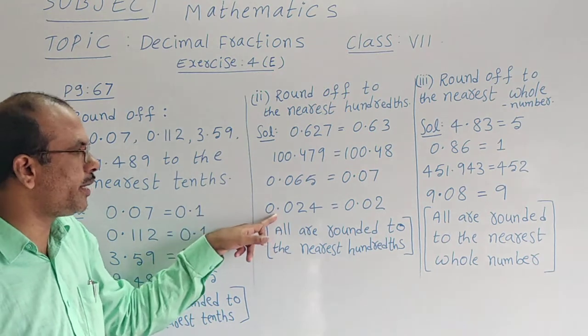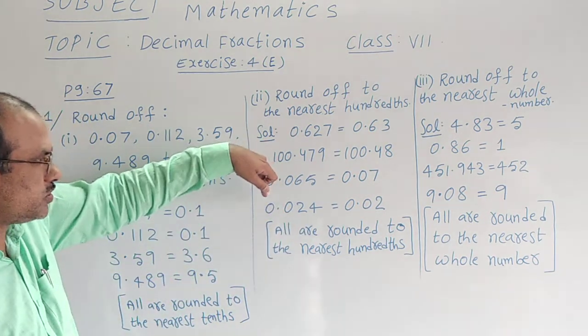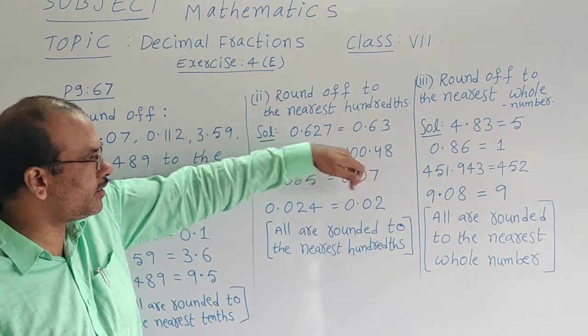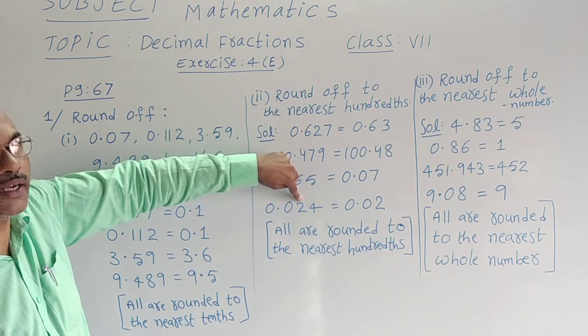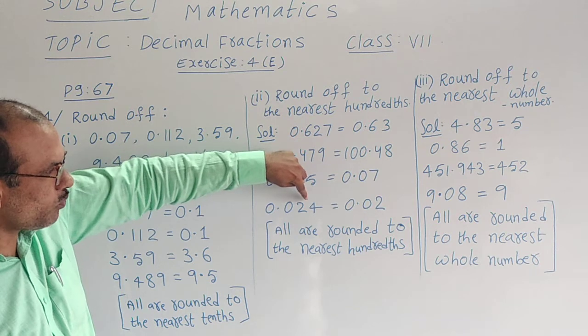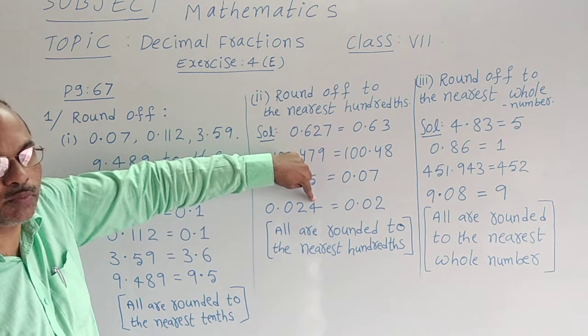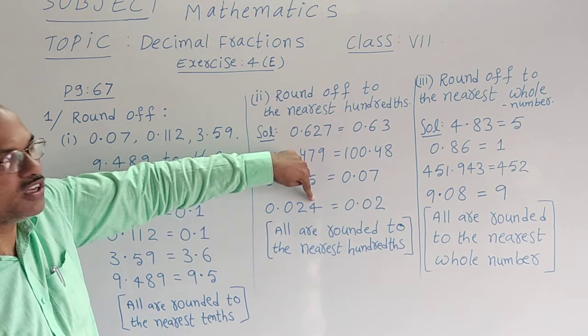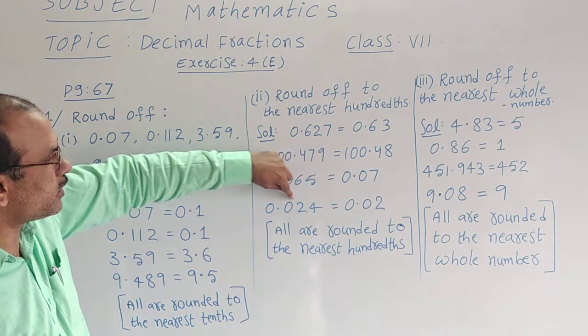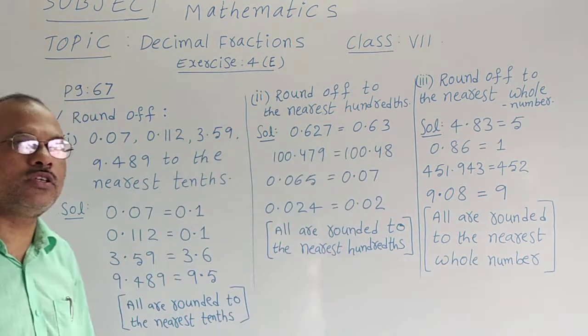Next one, 0.024. 0.0 I have written. The next digit is 2. Up to this only we want to write. But we should check this thousandth place digit. That is 4. It is less than 5. So simply we will ignore it. Other part I can write 0.02.